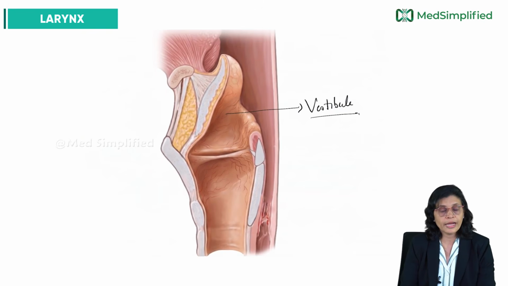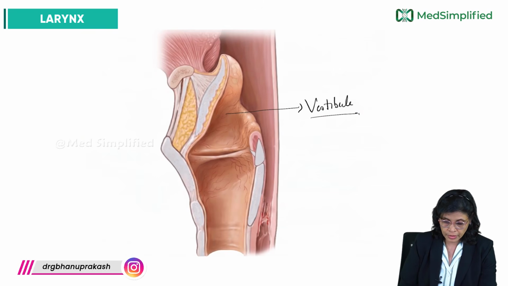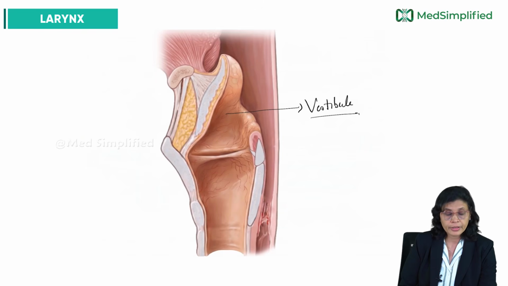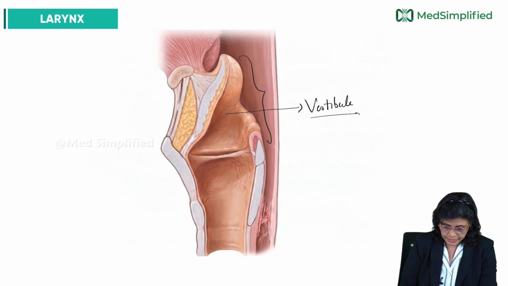Otherwise also called the supraglottic compartment. It extends from the laryngeal inlet up to the vestibular fold. This portion is the vestibule. Then we have the ventricle, this small elliptical space here, which we call the ventricle.